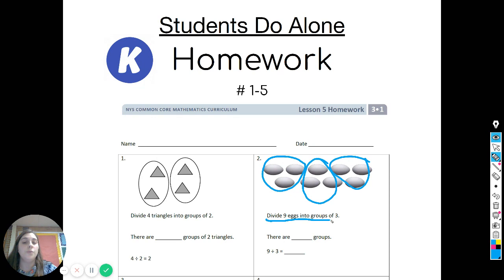Divide 9 eggs into groups of 3. So we can just count 1, 2, 3, that's a group. 1, 2, 3, that's a group. 1, 2, 3, that's a group. Then after you've actually made the groups by making circles, you can count. There are blank groups. 1, 2, 3. There are 3 groups. 9 divided by 3. So 9 eggs divided into groups of 3 equaled 3 groups.